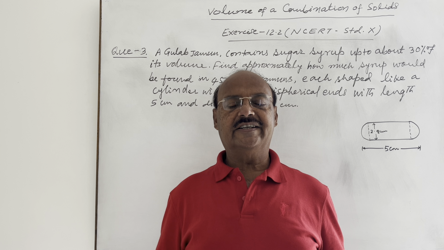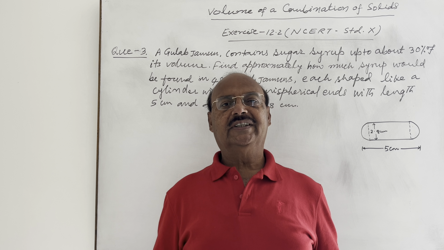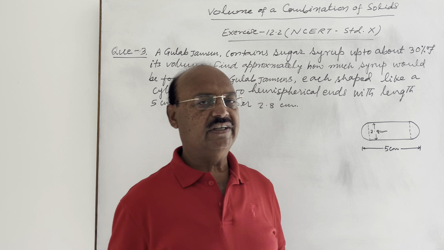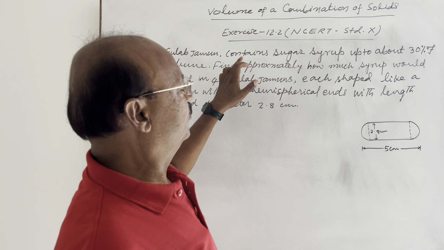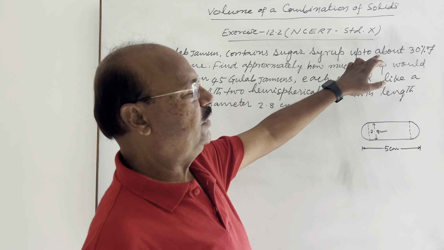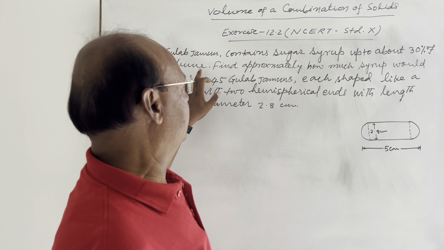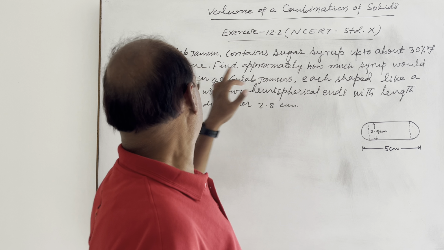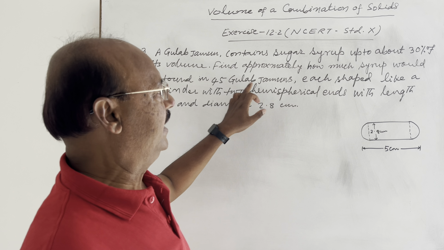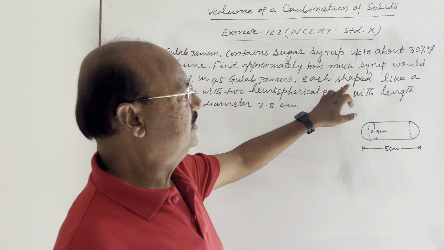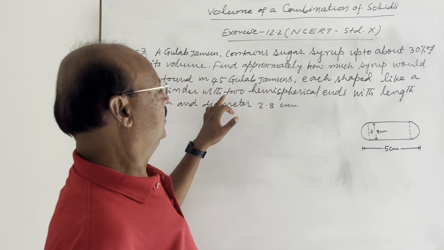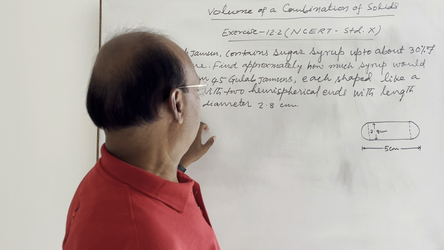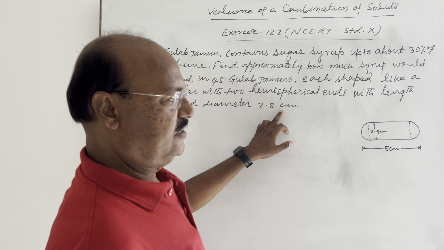Let us discuss an interesting question from the topic volume of a combination of solids. Here the question is, a gulab jamun contains sugar syrup up to about 30% of its volume. Find approximately how much syrup would be found in 45 gulab jamuns, each shaped like a cylinder with two hemispherical ends with length 5 cm and diameter 2.8 cm.